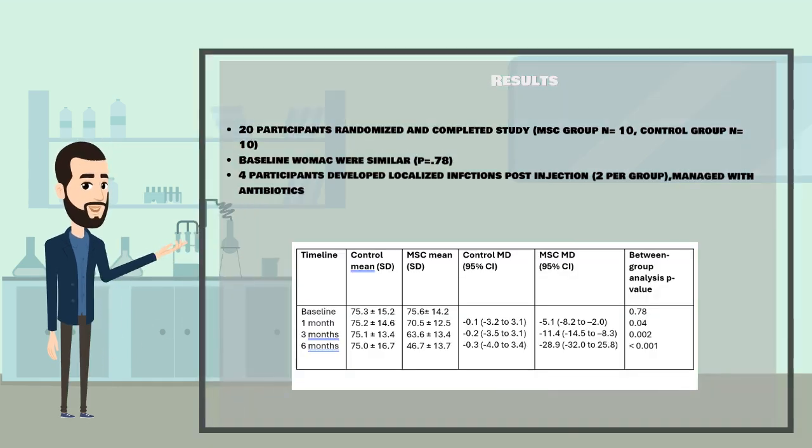All 20 participants completed the study: 10 in the intervention group and 10 in the control group. 4 participants developed localized infections managed with oral antibiotics: 2 in the intervention group and 2 in the placebo group. While the baseline overall scores for both groups were similar, the results indicate that the overall scores for the control group remained fairly unchanged over 6 months, while the intervention group increasingly improved over 6 months. The p-values at each follow-up demonstrate statistically significant differences in scores between groups.